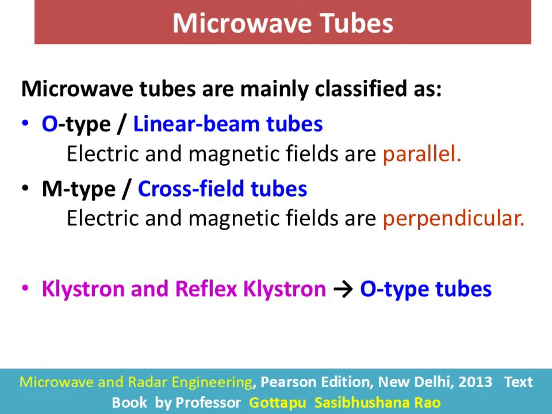Microwave tubes are mainly classified into two types. The first is the O-type or linear beam tube. Here, the electric field and the magnetic focusing field are approximately parallel. The second is the M-type or cross-field tube. Here, the electric and magnetic fields are perpendicular. The klystron and reflex klystron belong to the O-type category. So, the reflex klystron is basically a linear beam microwave tube.